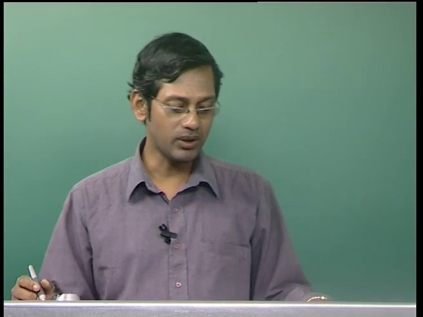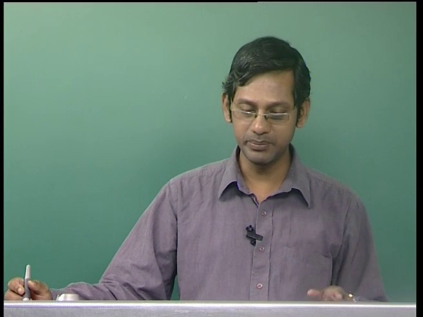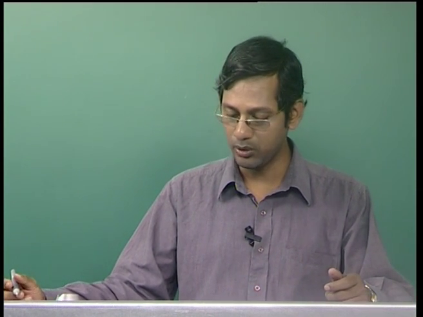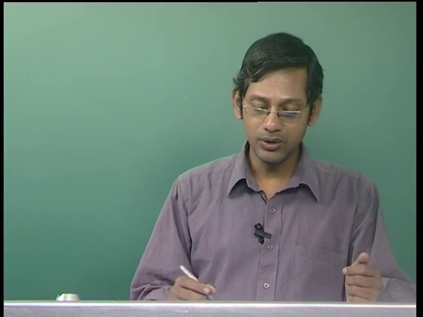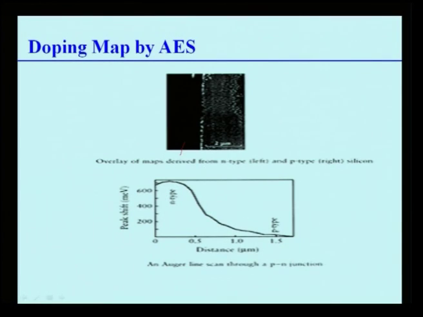Well, one can actually detect even this peak shift. This picture is not very clear. I have taken it from a book, but it's not clear. But still, I want to show you so that you can get an idea. So this is basically the difference between n and p type. This is n type, and this is p type silicon in the image.